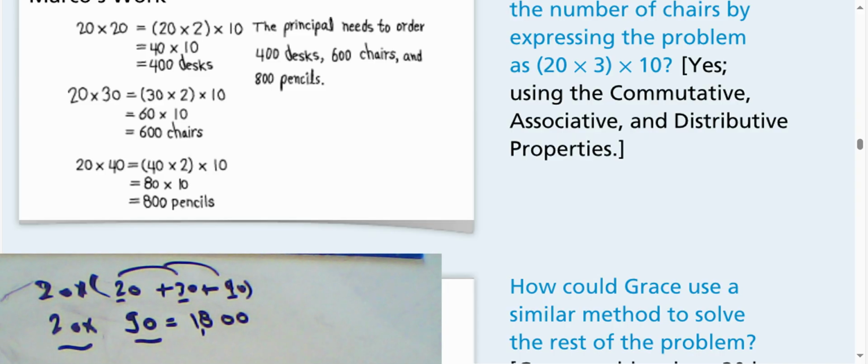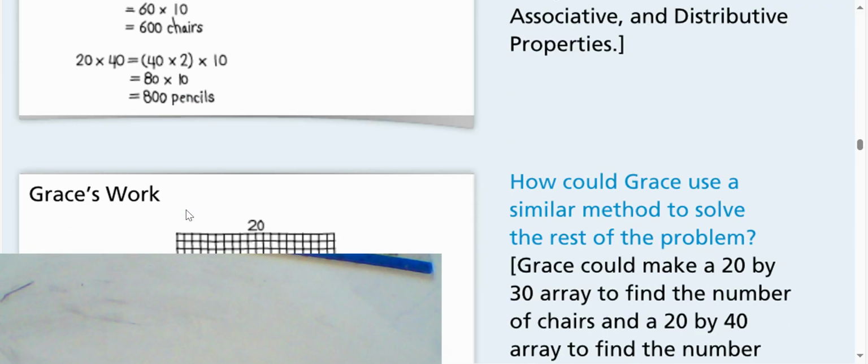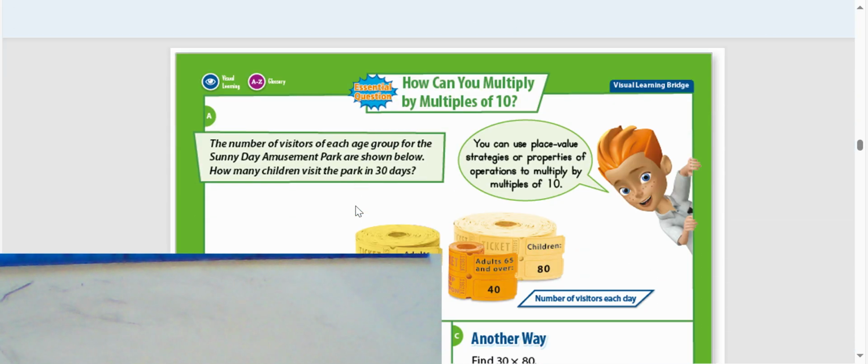Okay, you can use this method to find the total, or you can write the first step like this: 20 times 20 equals 400 desks, 20 times 30 equals 600 chairs, and 20 times 40 equals 800 pencils. Another way, you can use place value and this chart to find the result. 20 times 20 equals 400, the first and the second also by using this chart.